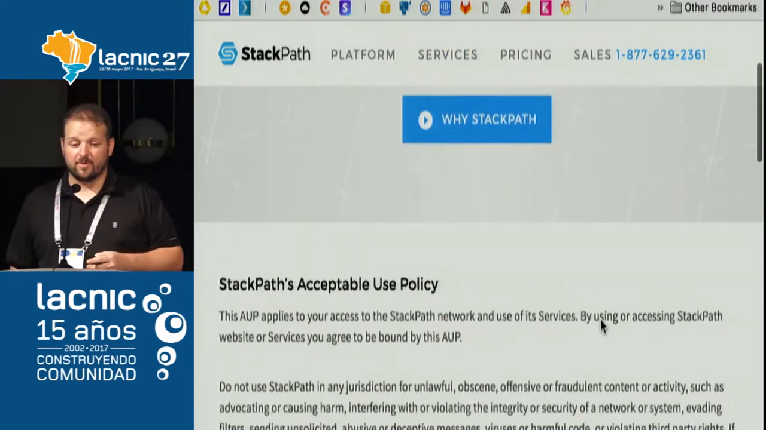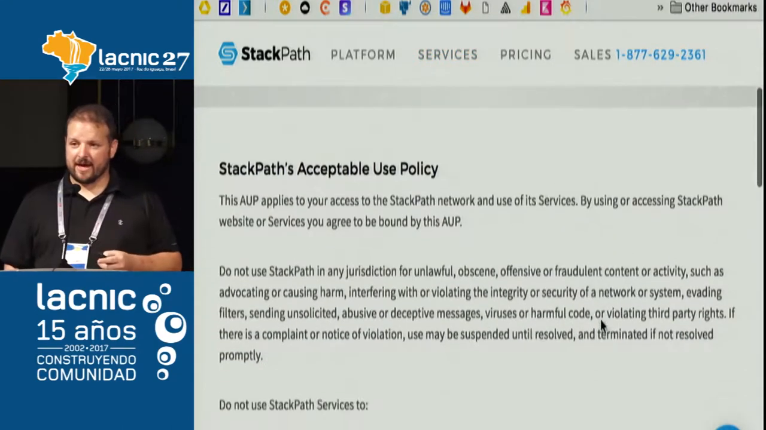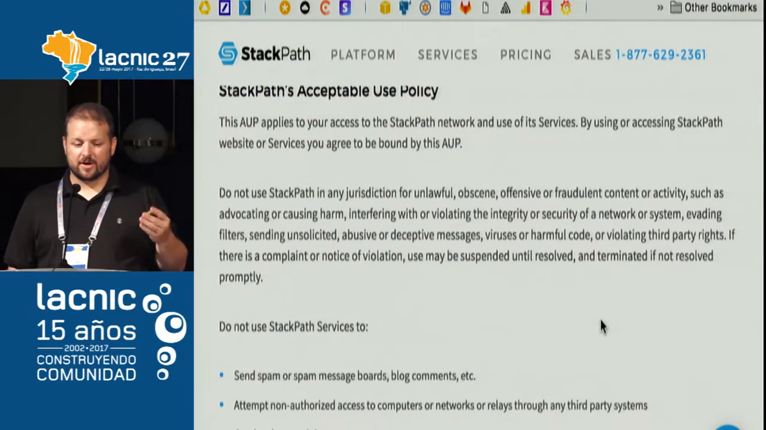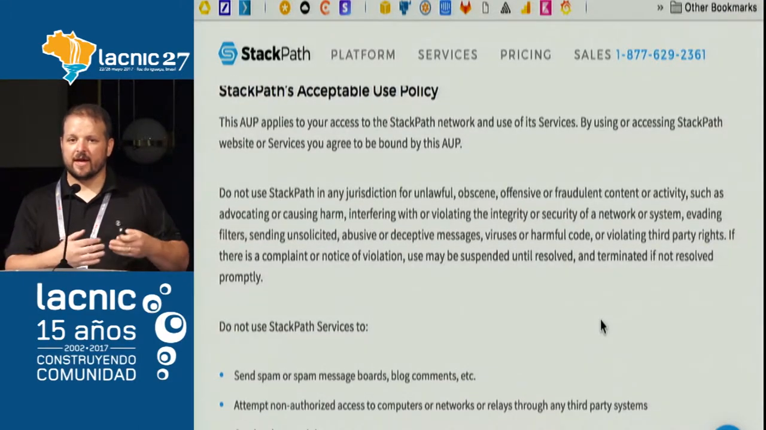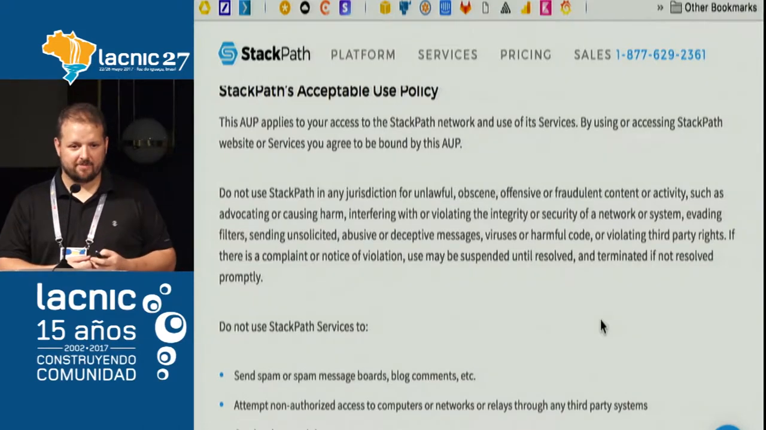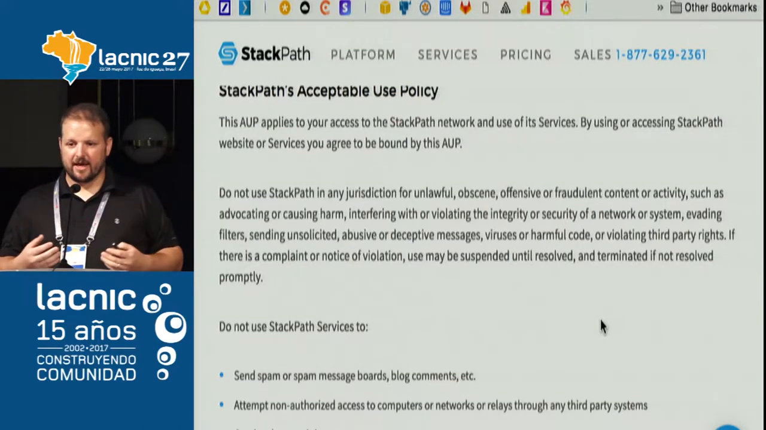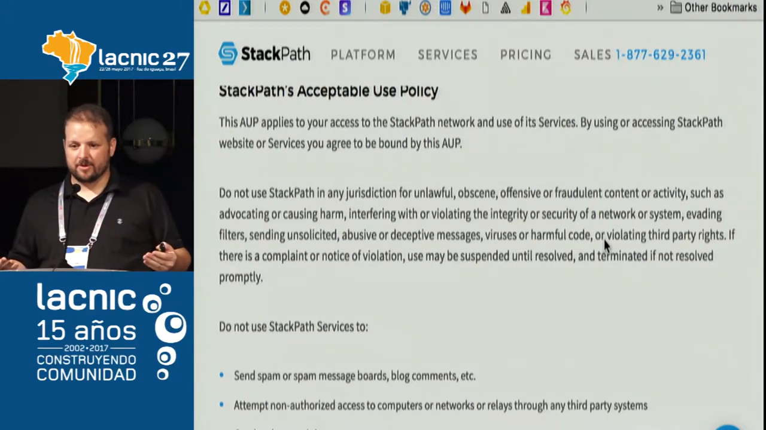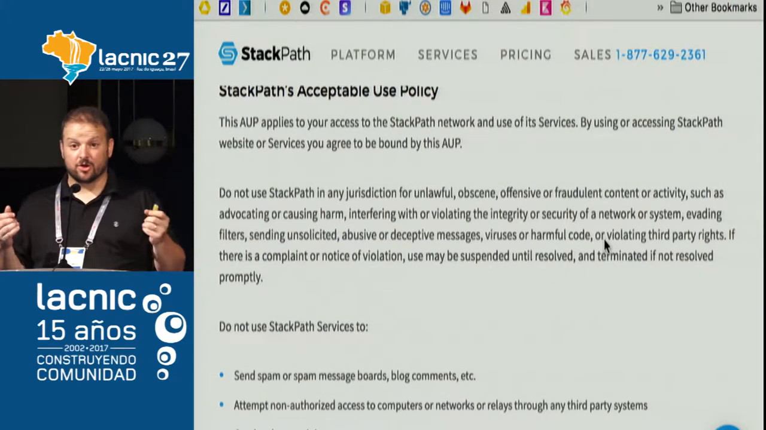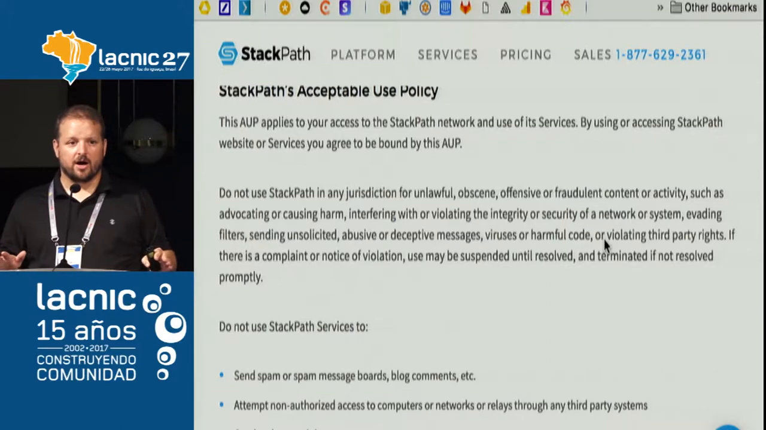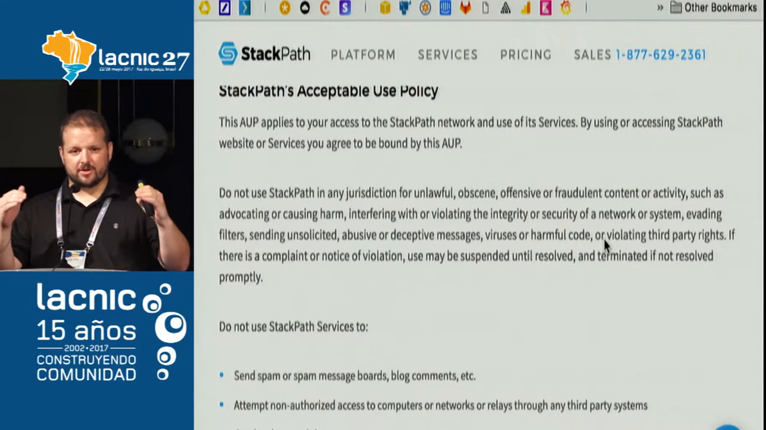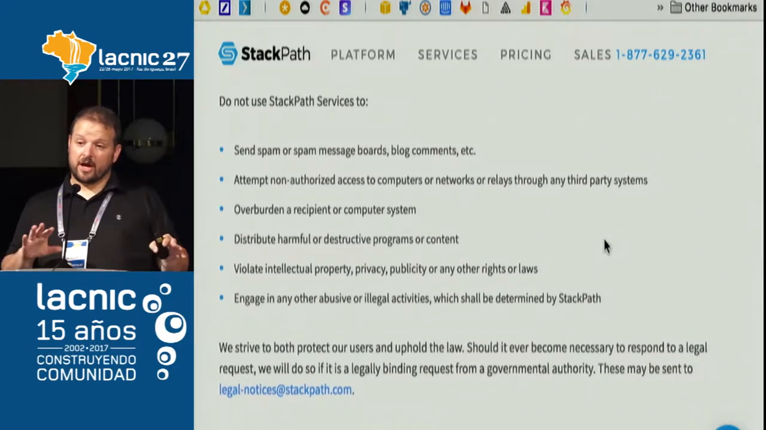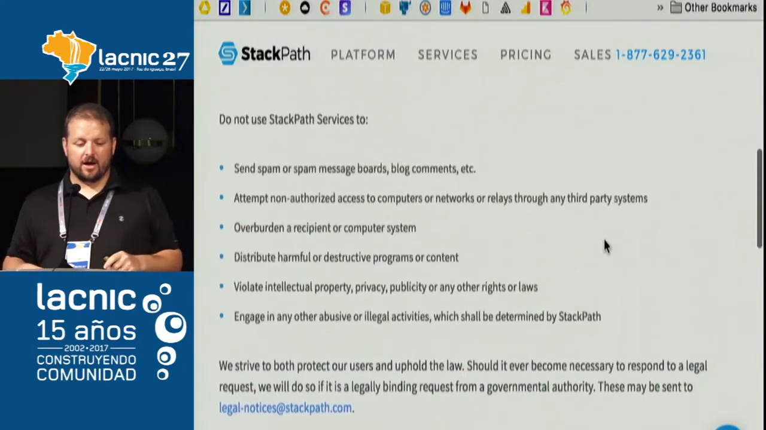Okay, so this is StackPath's acceptable use policy. They are very simplified in what they have in their acceptable use policy. They have what I would call a bare bones representation of the AUP. It's a good place to start. It makes sure that you're covering the basics of your network. In my opinion, there are a couple of things that are missing.